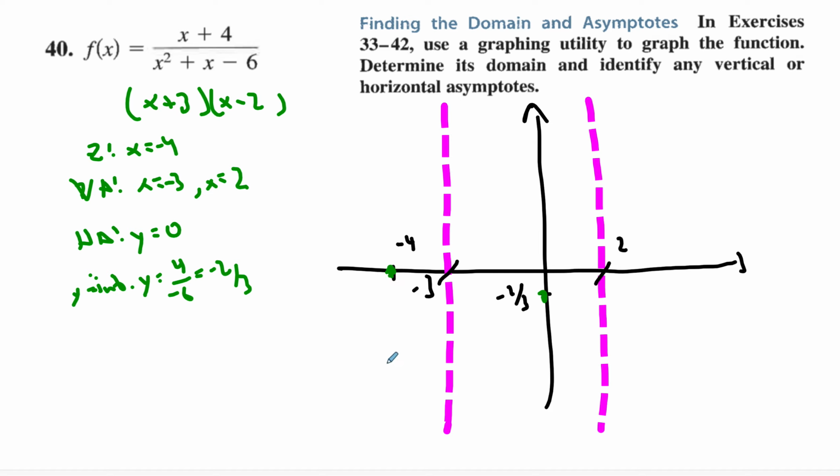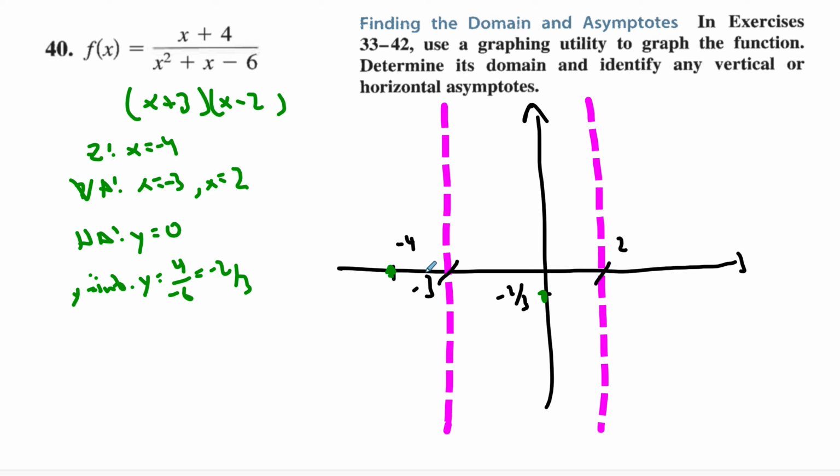Right? I know the long-term behavior is 0. Okay, so what does this mean? Well, it means I know what's going on in the center portion. I'm not sure about this, and I'm not sure about this. I know it's tending towards 0. So what I'm going to have to do is test some points.